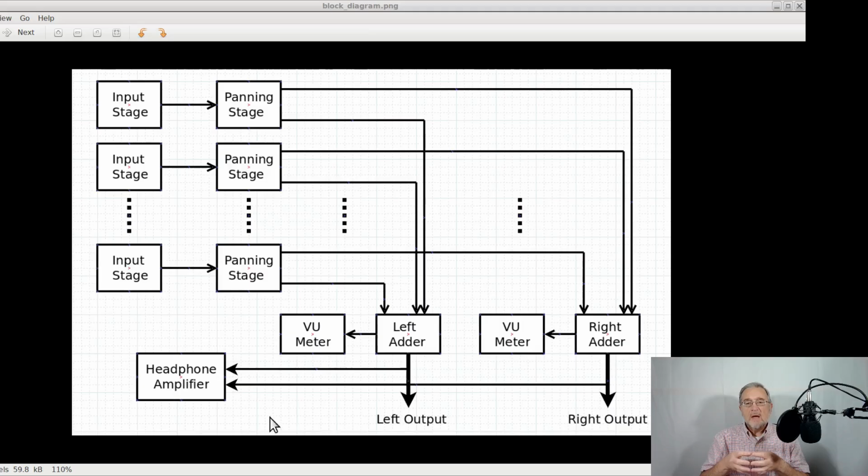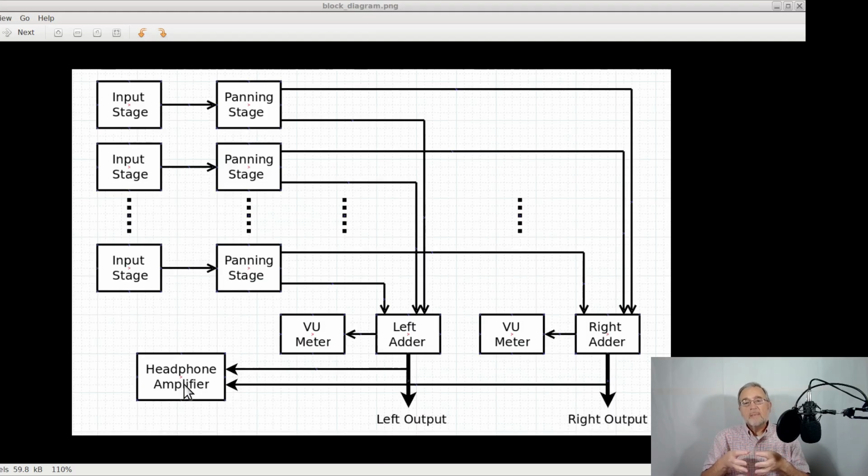Next element is the headphone amplifier. Although the output signal level can go up to a peak of ±10 volts, it does not have enough power to drive the transducers of a headphone. And so we will need a stereo headphone amplifier that will take the stereo output and amplify its power so as to be able to drive an externally attached headphone.